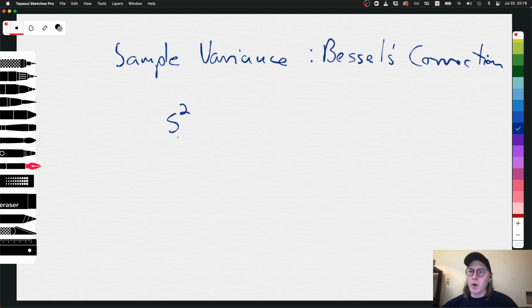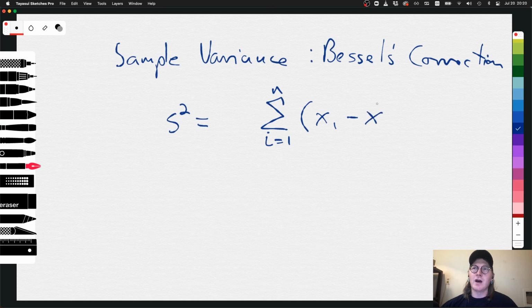So remember, s squared, that's how we represent the variance. We use a Latin-based character for a sample. S squared is going to be, we're still going to do that summation, right? So we start at 1, go up to n. For every data point, x sub i, minus, instead of mu here, we're going to say minus x bar squared. But this time, instead of multiplying by 1 over n, we multiply by 1 over n minus 1.